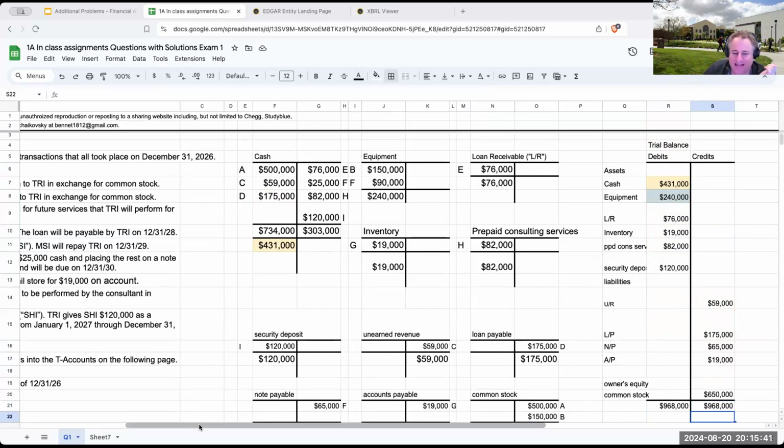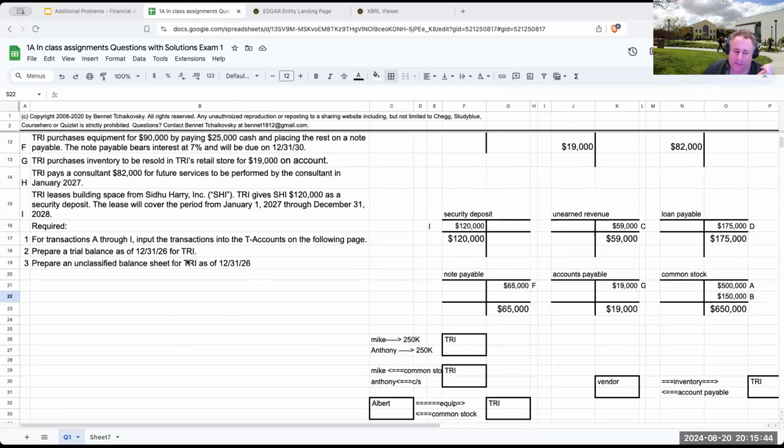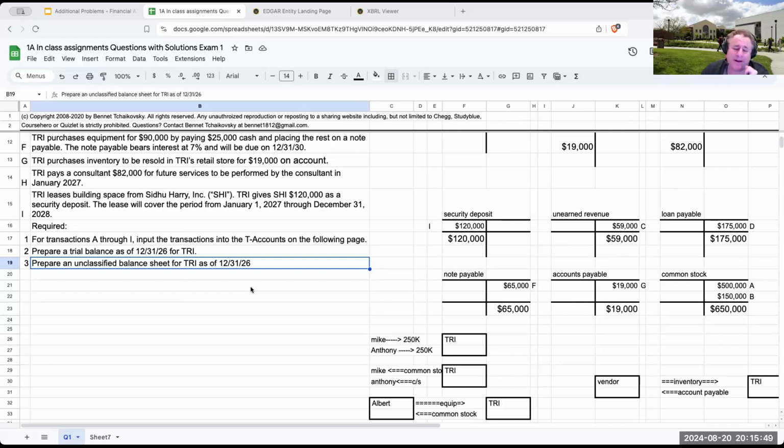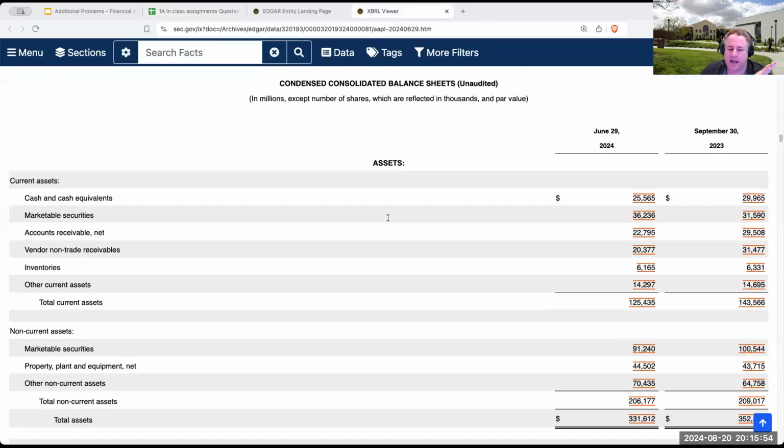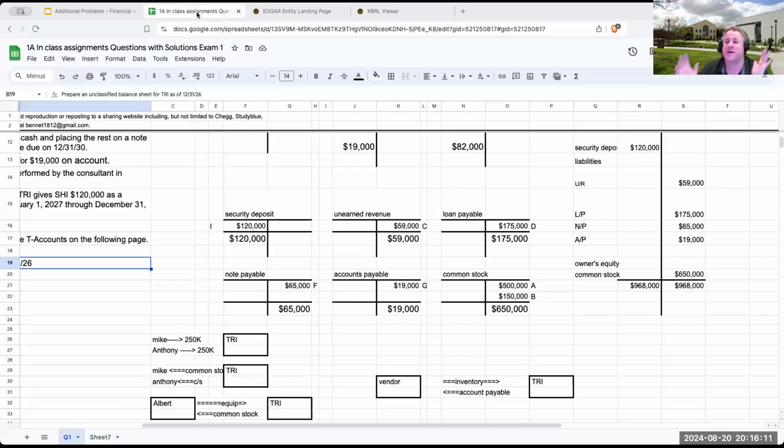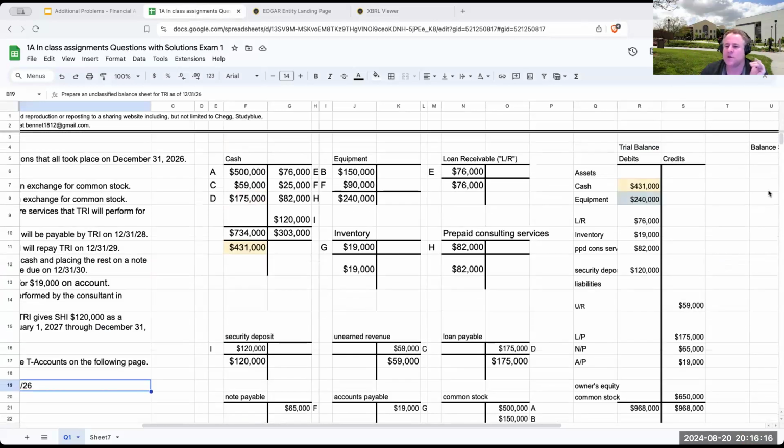Now, the last thing we're going to prepare is an unclassified balance sheet. Does that mean it's top secret? No, it just means that we're going to list out. We don't care about the ordering. This here in Apple is a classified balance sheet. And what we're going to learn about in the future is that when we list out assets, we have to list them in the order of liquidity. And we have to separate them between current, meaning those that we're going to use in a year, and non-current, which is not going to be used in a year. But we don't care about that because all we're doing is learning how to make a balance sheet, build a snowman. So we're going to come right over here.